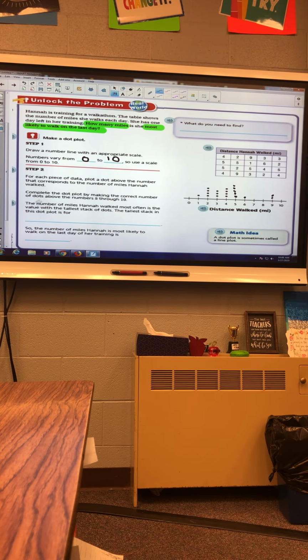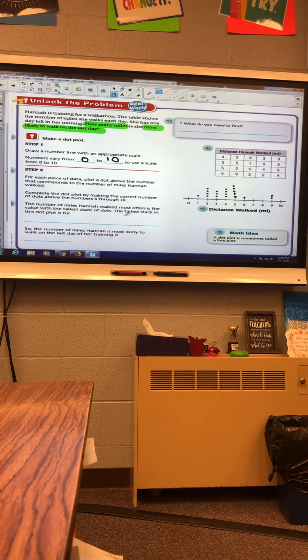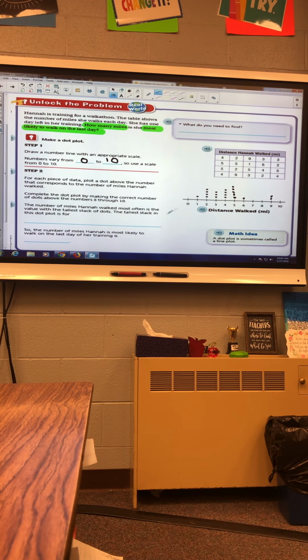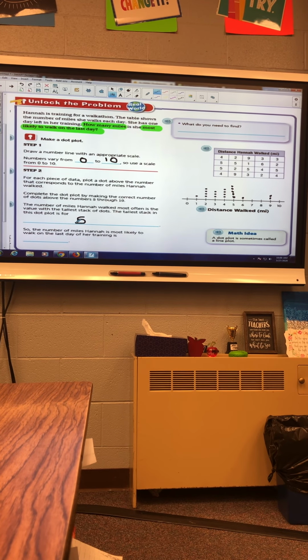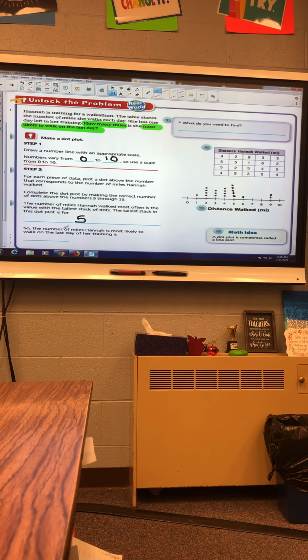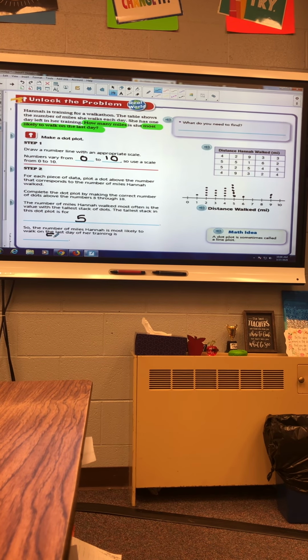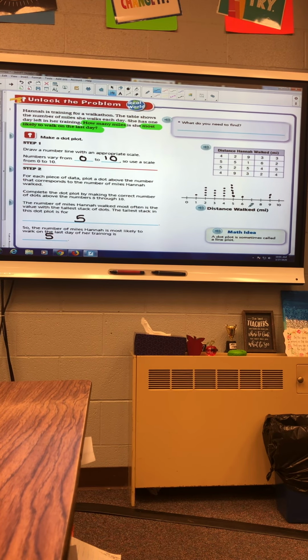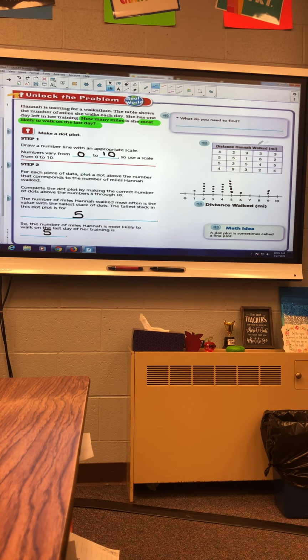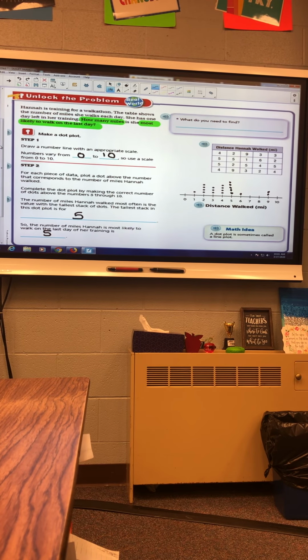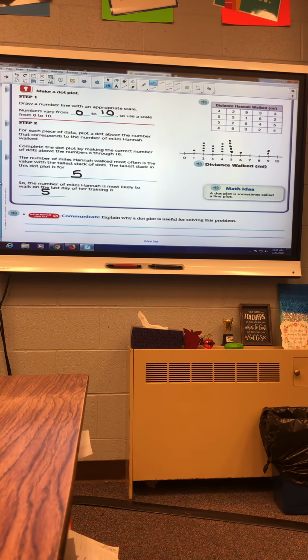Okay? The number of miles Hannah walked most often is the value with the tallest stack of dots. And the tallest stack of dots is 5 miles. So what that is saying is most likely on this next day, she will probably walk 5 miles because it's the most common. Okay? So that is, here's your data, and here's your dot plot. Okay? So pretty easy, right? In my head, you're all saying, right.